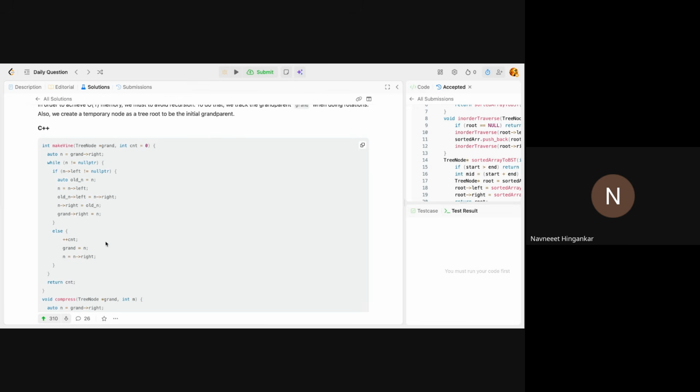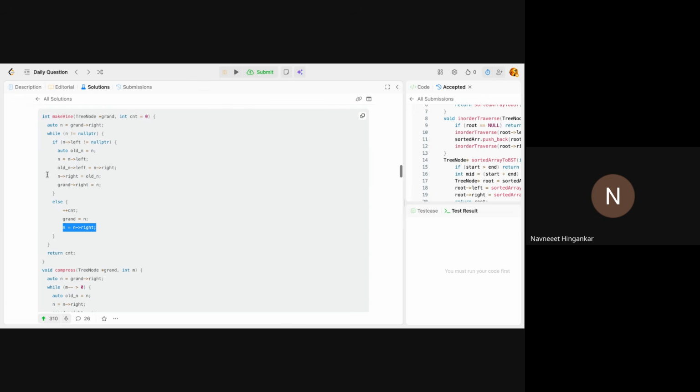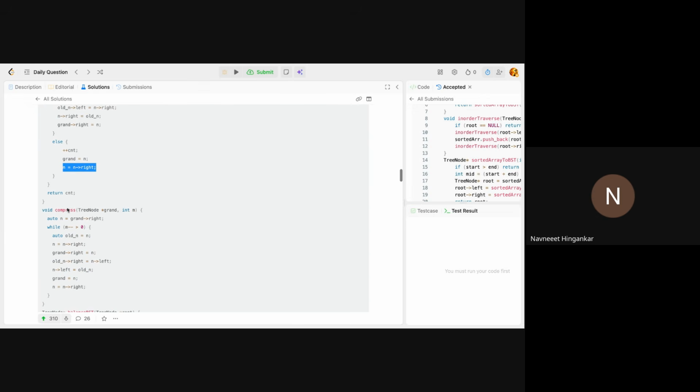Okay. So at this point, n is storing the right pointer, grand is storing the, so this will reach the end of the linked list while n is not equal to null pointer. So we are storing two pointers here. One is the left, the smaller one, and one is the greater than that. Okay, good. I understood the make vine portion now. Now let's understand the compress portion.